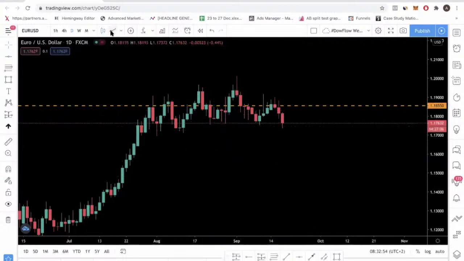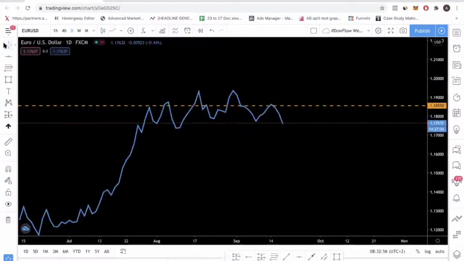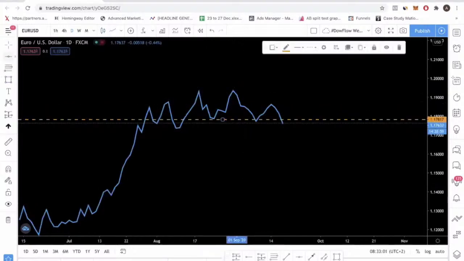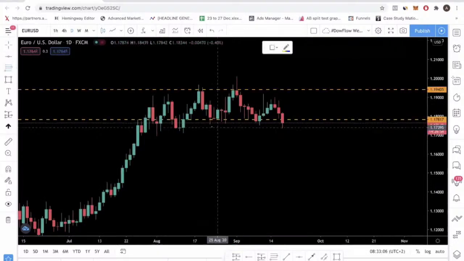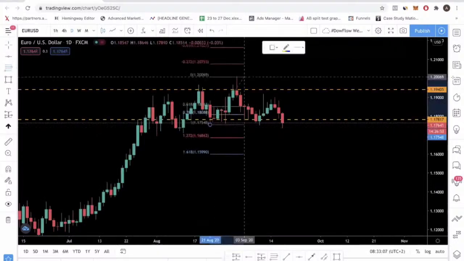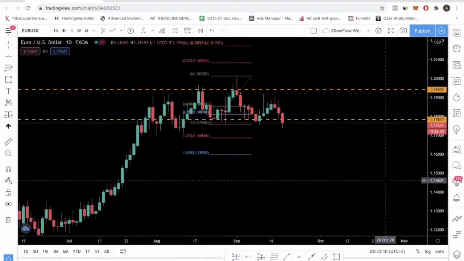Okay, what you want to do is switch to the line chart. Take the levels and map it something like that. Change back to the line chart and you can see, okay, this is the low and this is the high, and then you draw it like this. So this is how you can use the Dow theory.